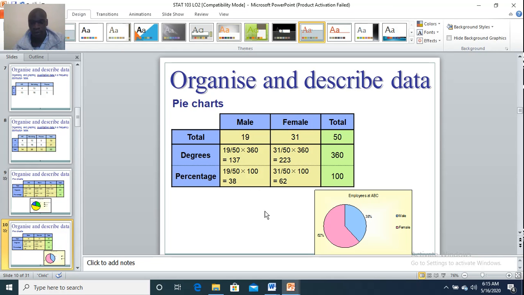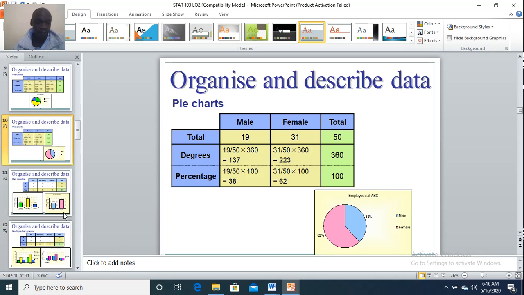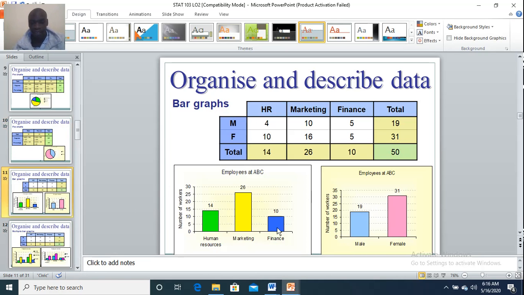We may want to divide them into males and females. So we said the males are 19, females are 31. So 19 over 50 times 360 is 137. So this portion is for males. This bigger portion is for females. Still we follow the same process. For labeling, we use percentages. Then the data that we have, we can use it to make the bar graph.